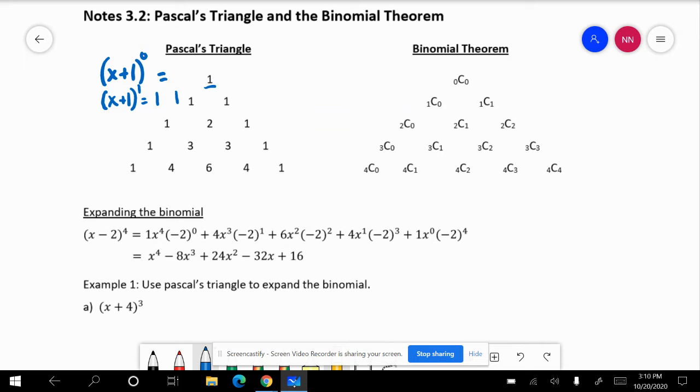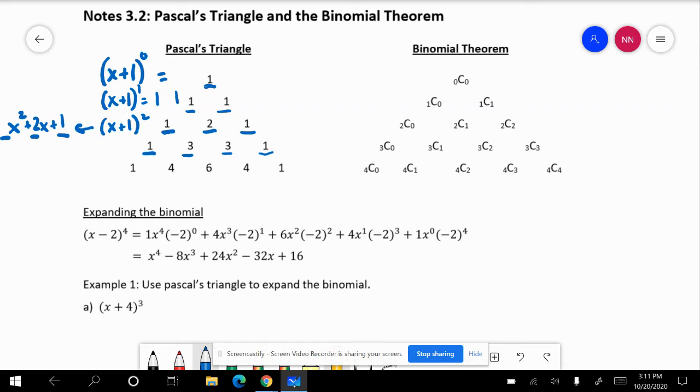Now, when we have x plus 1 squared, what we do is we FOIL it. And when we FOIL it, we get x squared plus 2x plus 1. Notice the coefficients, 1, 2, 1. So Pascal found out that the coefficients follow a certain pattern, and it actually makes up a triangle. So we have 1, we have 1, 1, we have 1, 2, 1, we have 1, 3, 3, 1.